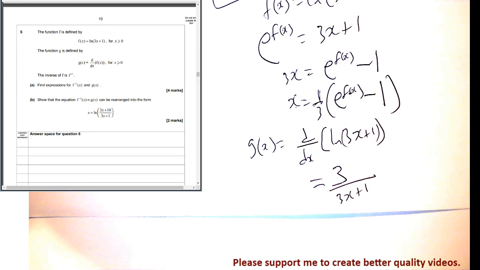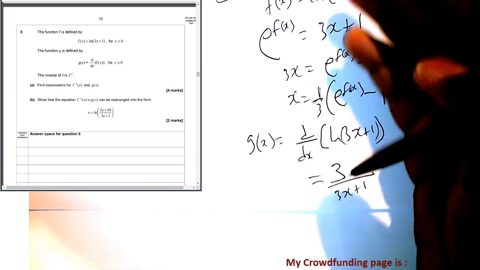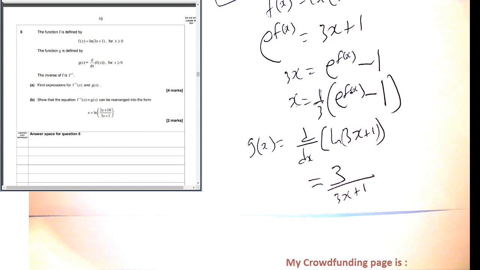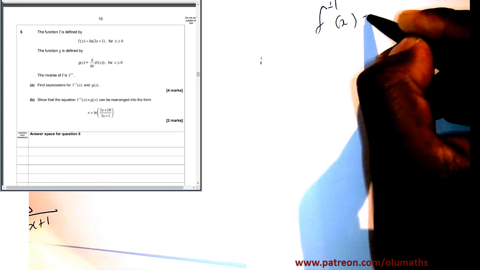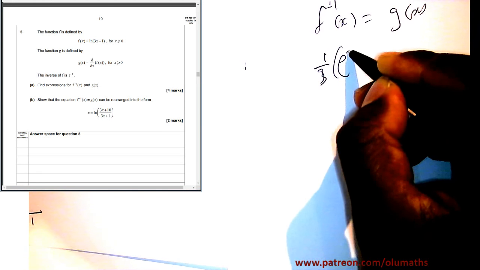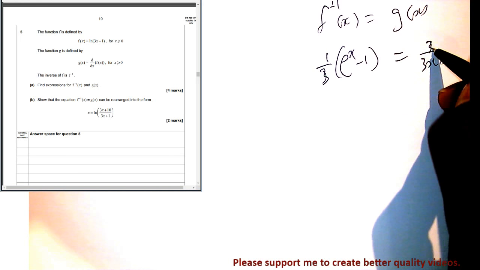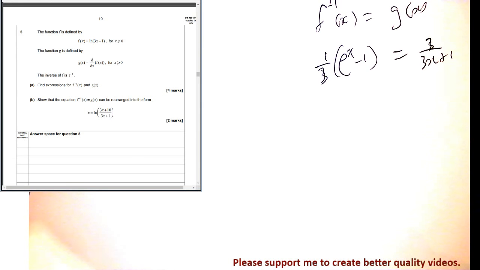It then goes on to say, show that the equation f inverse equals g of x can be rearranged into that form. Now, that's a good trap. It will let you know if your answers in the previous questions were correct or wrong. So f inverse being equal to g of x means that our f inverse, 1 over 3 e to the x minus 1, should be equal to 3 over 3x plus 1. Can we solve, please, to see if we get the same as they have if we rearrange?